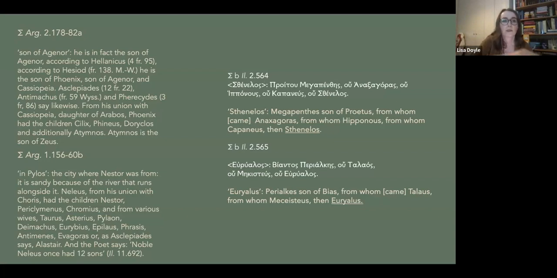Then we're told, given 3 authors' names, Asclepiades, Antimachus, and Pherecydes say likewise. Then it finishes again with a list. From his union with Cassiopeia, daughter of Arabus, Phoenix had the following children. So that's another example of that there.